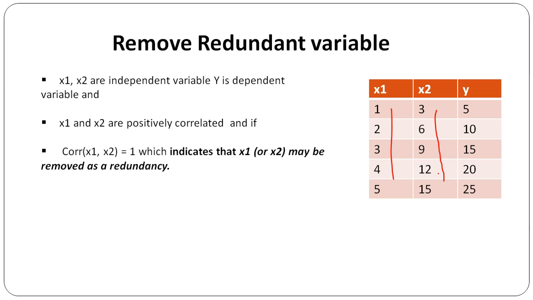What does this mean? This means if we are taking x1 and x2 as independent variables to predict the value of dependent variable y, and we come to know that the correlation between x1 and x2 is positive and the value is 1, then we can remove either x1 or x2 from the model, which will increase the accuracy of the model. The higher the value, the stronger the correlation. Now we can use either x1 or x2 to predict the value of y.